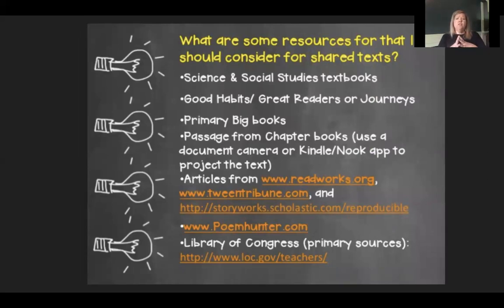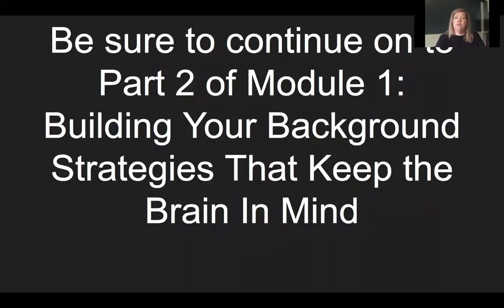So what are some resources that you should consider for shared text? Science and social studies textbooks, collections like through readers, primary books, passages from chapter books, articles. There's programs like ReadWorks and Tween Tribune, Schoolworks, Poem Hunter. And then the Library of Congress also has a wide variety of primary resources that are also good for us to use. So that's just a little bit of the background of a balanced literacy program.